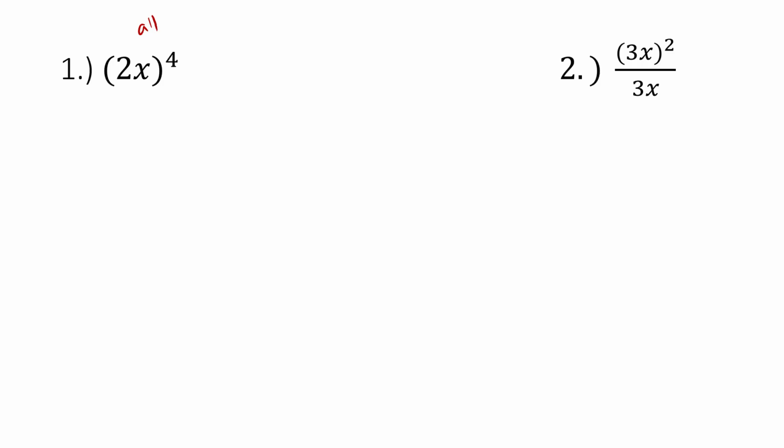Now, you can do this the short way. The short way would be to use our property of exponents, which says that you would multiply exponents there. And so this would be 2 to the 1 times 4 is 4, and x to the 1 times 4 is 4. And then you might wonder, do I have to say what 2 to the fourth power is?